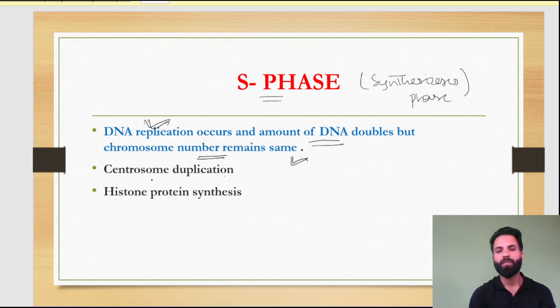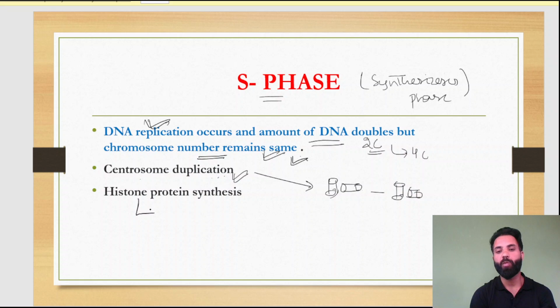And in this phase the centrosome duplication occurs. The centrosome is a cylindrical shaped organelle. So this centrosome gets duplicated into two pairs. And in the DNA replication the amount of DNA doubles. That means the cell was firstly having 2C amount of DNA, then the amount of DNA doubles and it becomes 4C, but the chromosome number never doubles. Chromosome number remains always the same in the S phase.